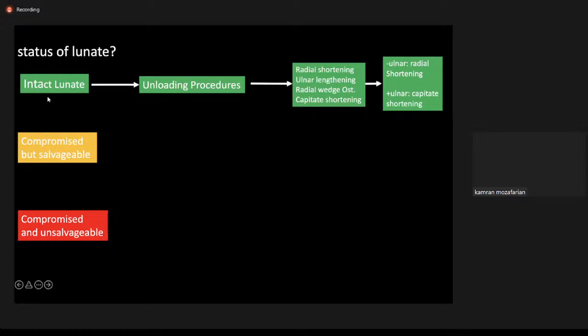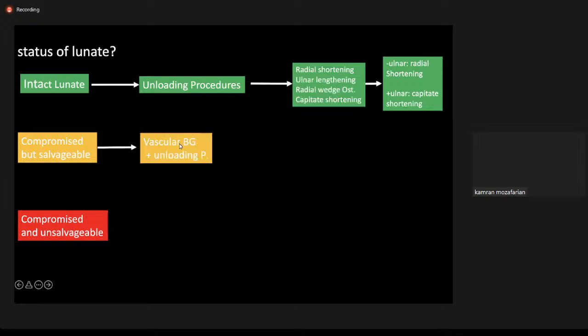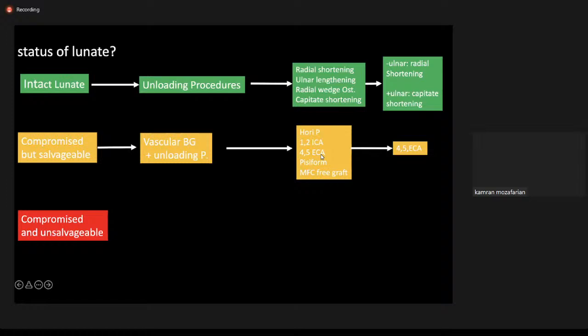The second stage is when the lunate is compromised, but it is still salvageable. Like here, you see we have a sclerosis, but we have also partial collapse in the proximal part of the bone. So in addition to unloading procedure, we need to reconstruct this partial collapse with a kind of bone graft. So the treatment is vascular bone graft plus unloading. And among the different vascular bone graft procedures, I personally prefer 4 and 5 extracompartmental artery graft.